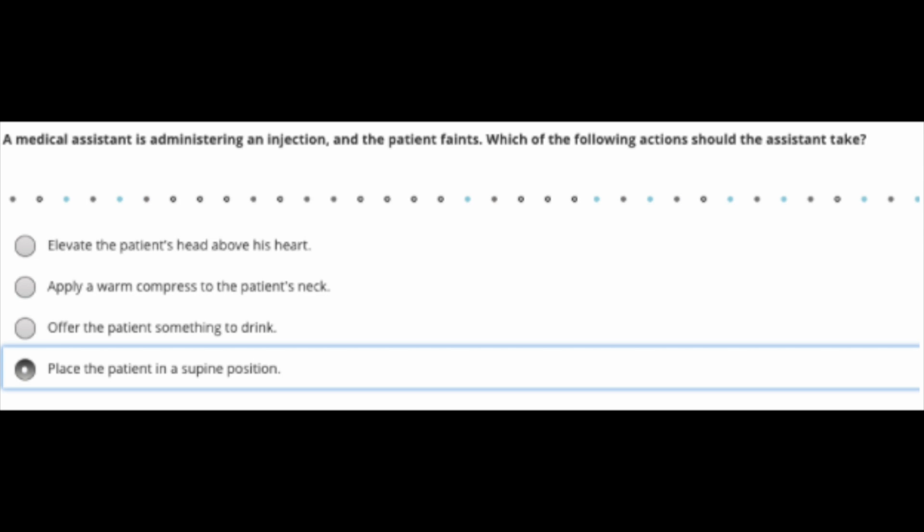C, offer the patient something to drink. You don't want to do this because at this point, if they are passed out, you don't know what they're allergic to, what they can have, what they can't have, what kind of prescriptions they're on. You don't know anything like that, so you can't get them any kind of drink. So that leaves one answer choice, and that is D, place the patient in a supine position. And supine just means flat on his back. So that is going to be the answer for this one.